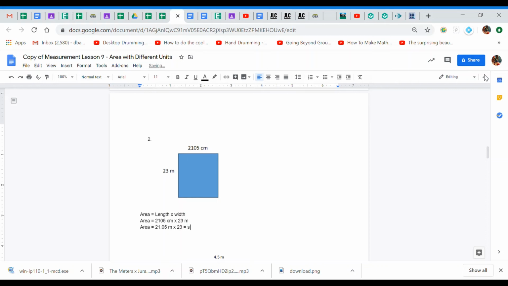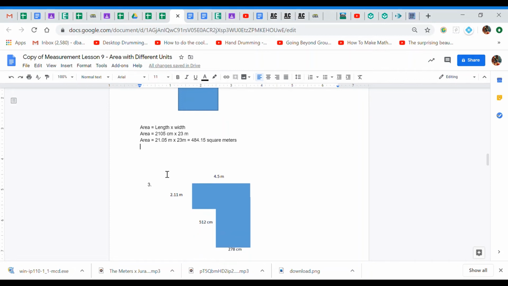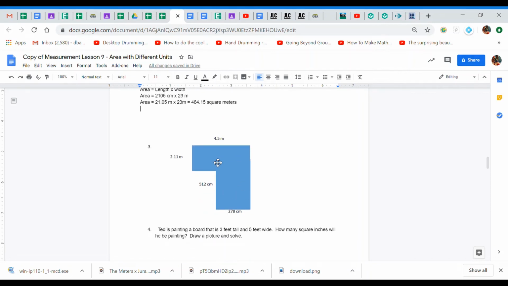All right, I got it. We got 484 and 15/100, and then my unit, oh, I didn't write meters here. That should be meters too, making sure I'm keeping track of my units. It is 484 and 15/100 square meters. That's it. Again, different units, know what to do. Oh man, we're combining some skills here.